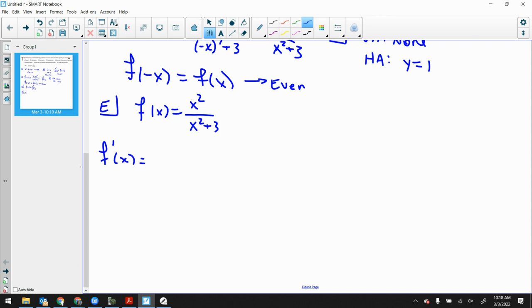Okay, so that's the quotient rule here, right? f prime g minus g prime f all over g squared. So I know this is going to be x squared plus 3 squared on the bottom. f prime, that's 2x, times g, x squared plus 3, minus g prime, that's 2x, times f, over g squared.